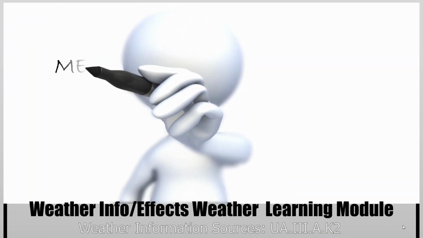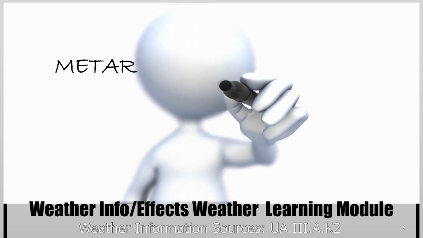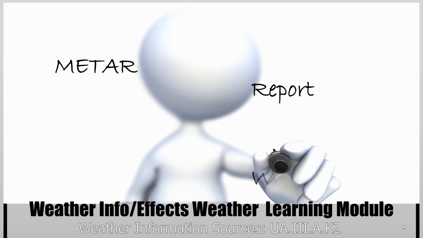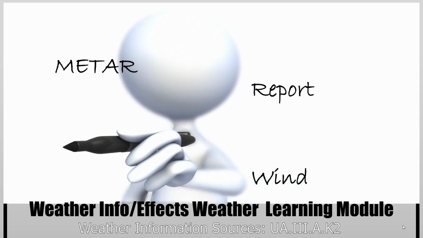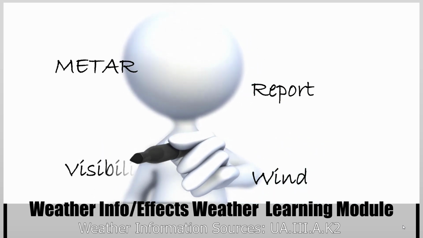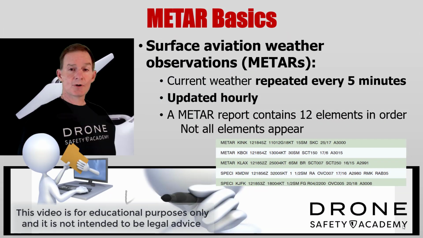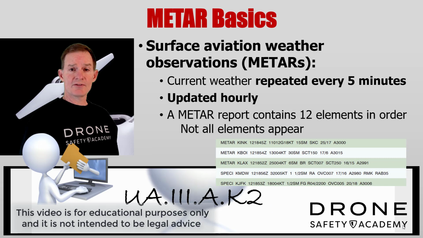Welcome back. In this session, we'll be talking about a METAR report, which is just that, a report, not a forecast. And in this, we'll be talking about the three most important elements: wind, visibility, and weather phenomenon. All right, let's get started with surface aviation weather observations, or METARs. These are broadcast every 5 minutes, updated hourly, and they have 12 elements in order.